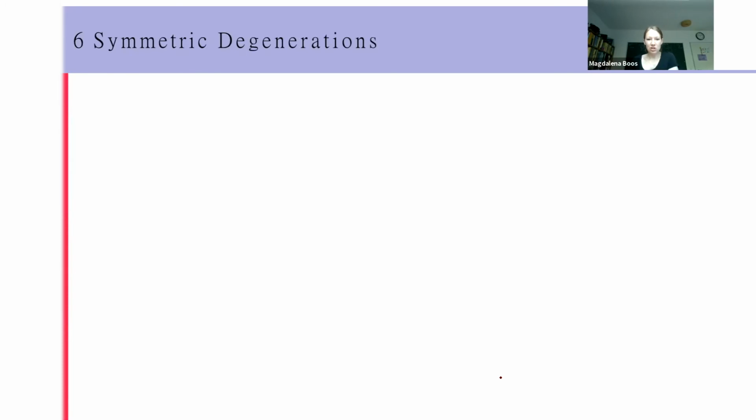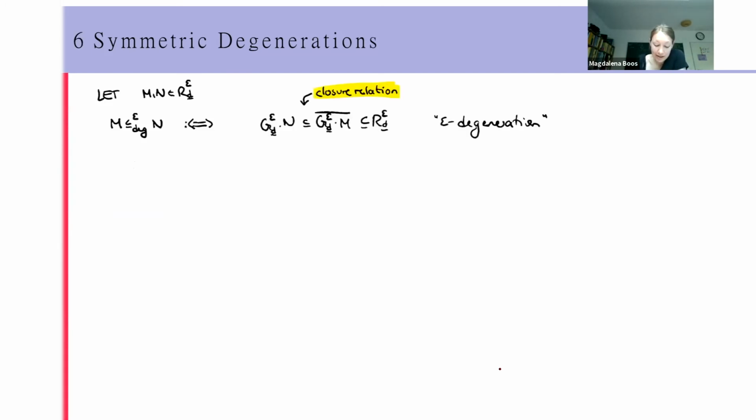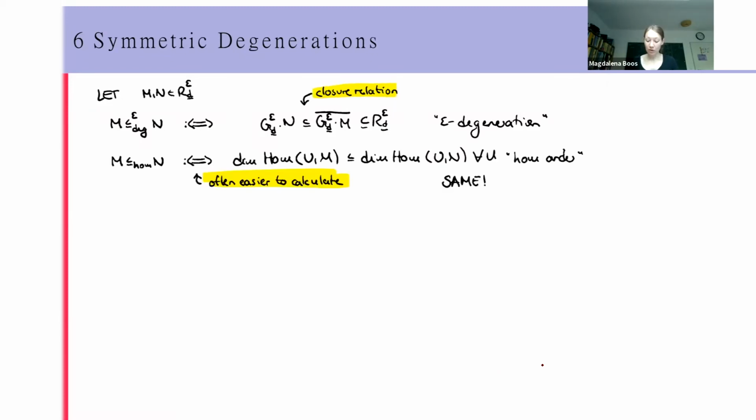And symmetric degenerations, let's see. We have to define some orderings. Of course, we grab the same, and now we adapt them. For the epsilon representations, epsilon degeneration, that's fair. That's orbit closure relations again. Then the Hom, we think that it's the same. It should be the same Hom ordering.